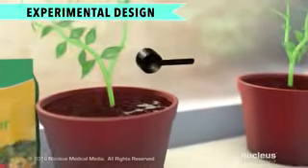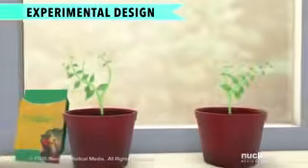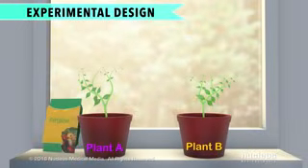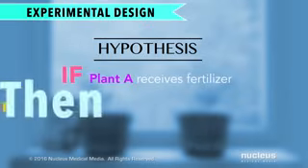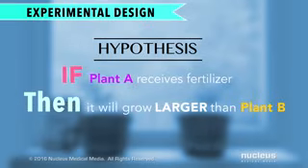In this experiment, the only difference is that only plant A would get the fertilizer. Now remember, your hypothesis is that plant A, which is getting fertilizer, will grow bigger compared to plant B, which isn't getting any fertilizer. How would you know whether your hypothesis is correct?